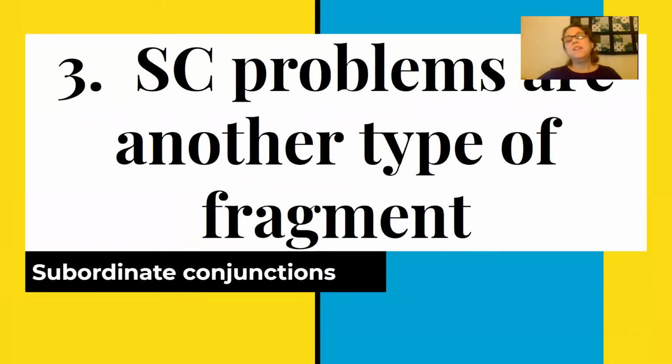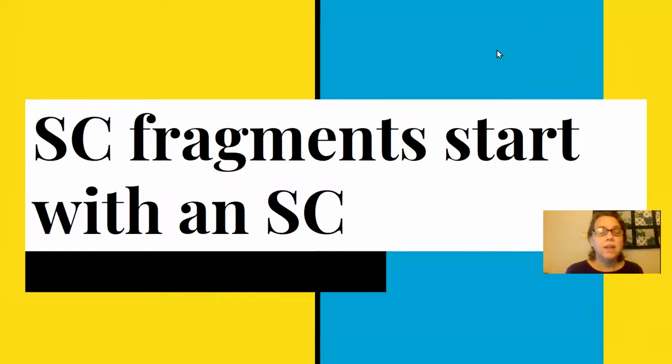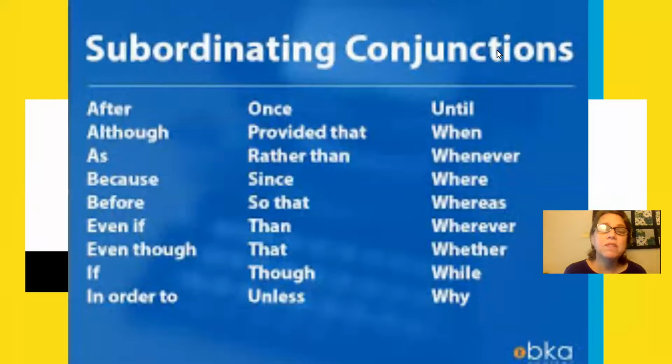Number 3, this is the third type. I've alluded to this already. Subordinate conjunction problems are another type of fragment, very, very common type of fragment. These are the subordinate conjunctions. If you start a sentence with an SC and you don't finish it, it's a fragment. Fragments are bad. Here's examples of the subordinate conjunctions.